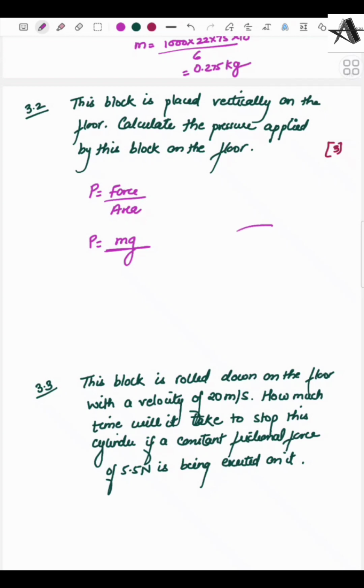Over area. Area, because it's placed vertically, so the area of the shape that is in contact with the floor is this part, which is pi r squared. That is the cylindrical one. So area is pi r squared. M we just calculated as 0.275. Since they haven't mentioned which g we are taking, we can take g as 10 for simplification of our calculation. You can take it 9.81 more specifically, that is much better. If you are taking 9.8 or 9.81, let me take 9.8.